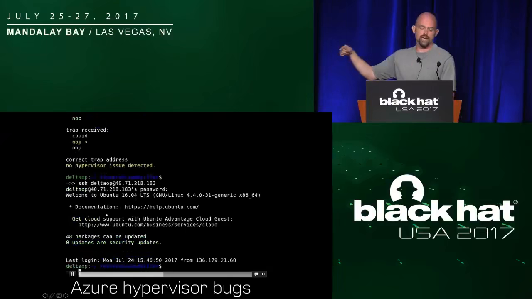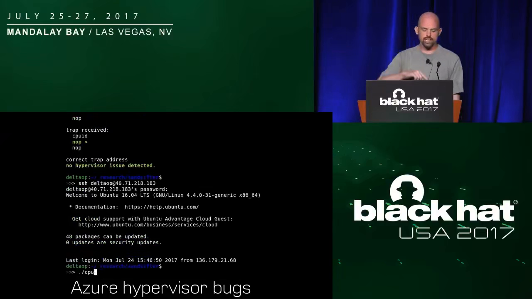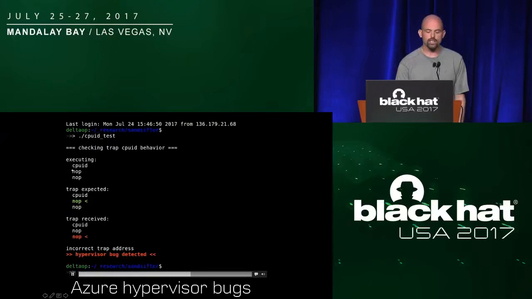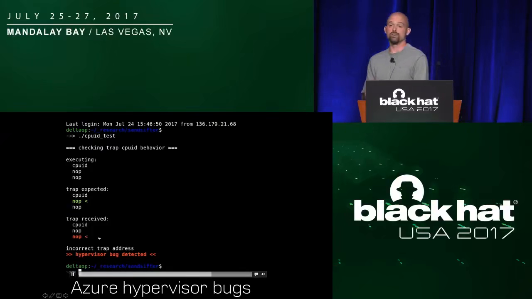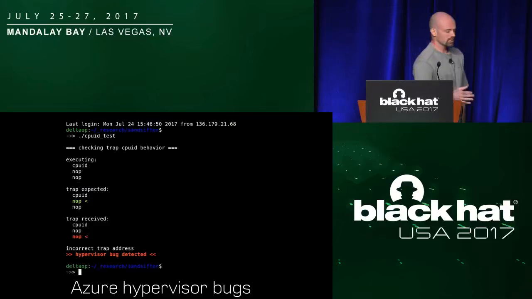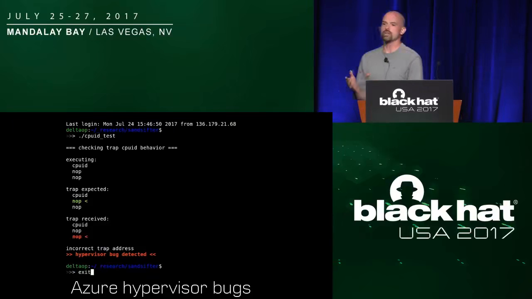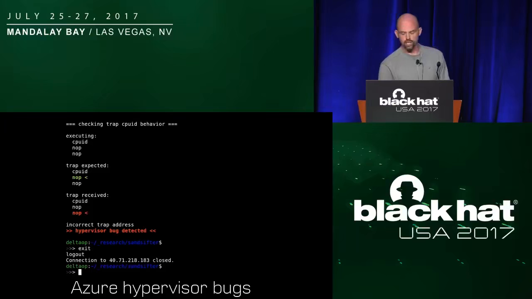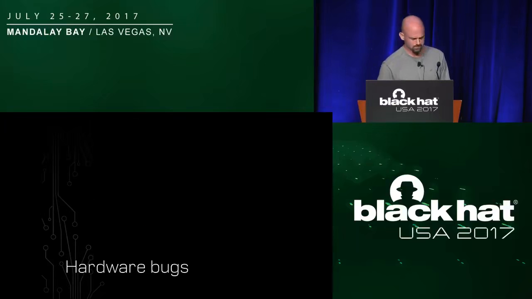But if I SSH into my Azure instance and run that exact same program, we're now going to get entirely different results. We executed CPUID, NOP, NOP, and we expected a trap on that first NOP. What we got was a trap on the second NOP. The hypervisor forgot to emulate the trap exception. Now, this is not a security critical bug. This is a very, very minor thing, but it's always a little unsettling when the hypervisor is not properly emulating some of the very basic functionality of the underlying architecture.